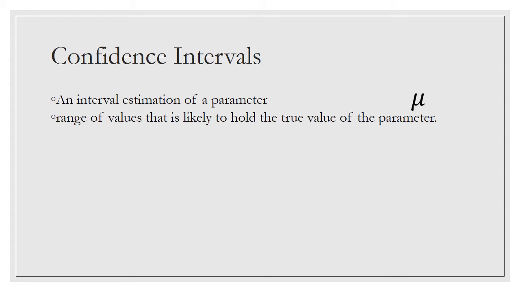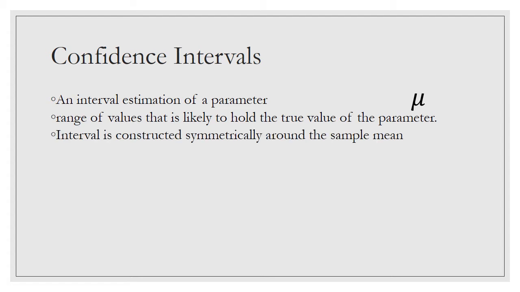So it's a range of values that is likely to hold the true value of the parameter. We are constructing an interval, and it's going to be a symmetrical interval around a sample mean. So remember, the parameter is the mean of the population. Here, in order to get an estimate of it, we're going to build a range of scores symmetrically around some evidence that we might have, which would be a sample mean. So we can take the point estimate, that sample mean, and build some sort of measure of variability around it.